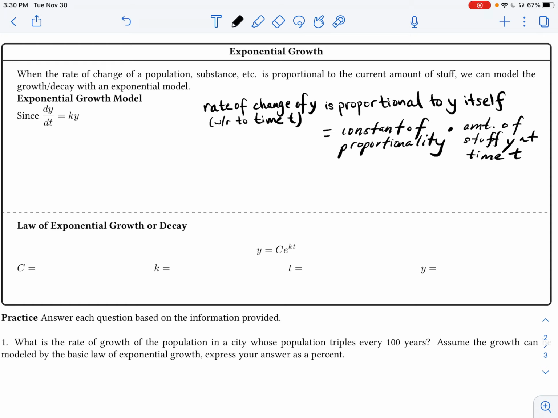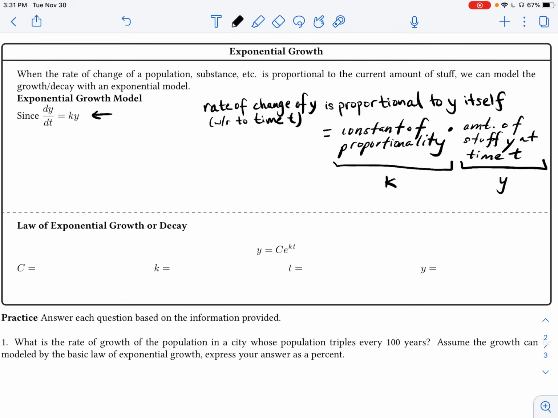okay? And if we wanted to assign variables to represent these, we would say that the constant of proportionality here is going to be some value k, and the amount of stuff that you have, y, we're going to describe as being our y value. And if you look carefully here, that's exactly what we're saying. So just to recap, the rate at which y is changing with respect to t is proportional to y itself. Or another way of saying that, it's the constant of proportionality, k, times the amount of stuff that you have.